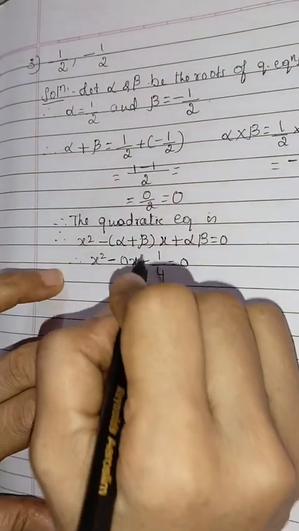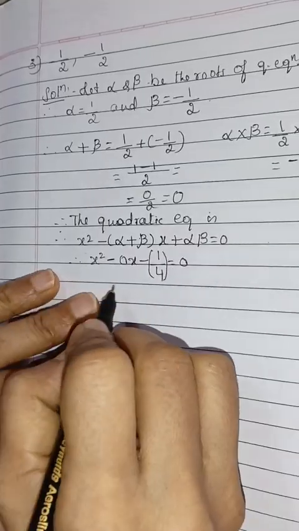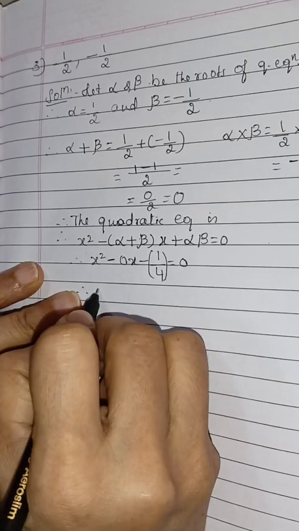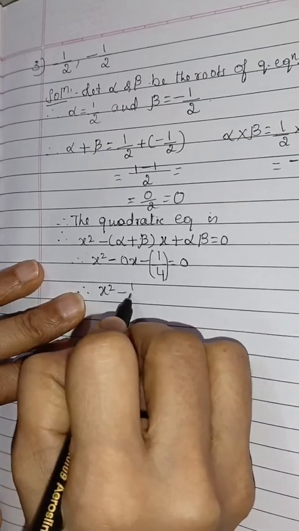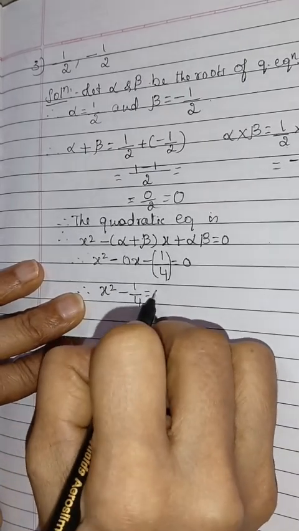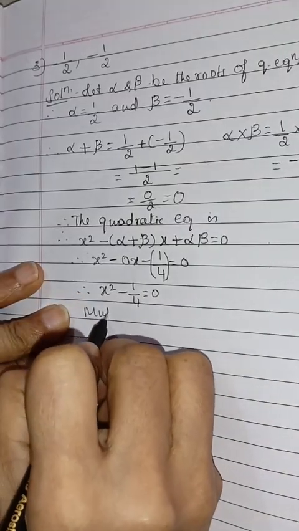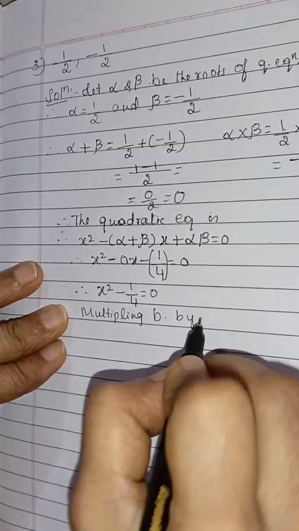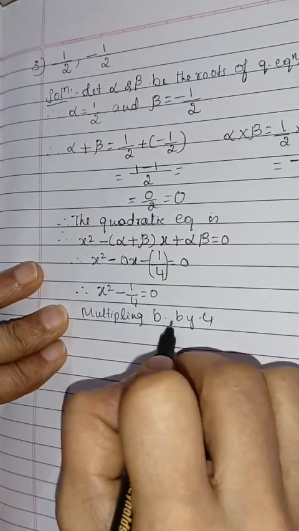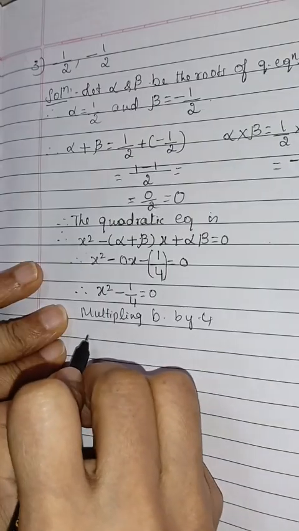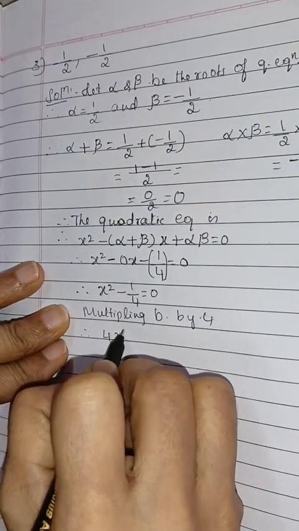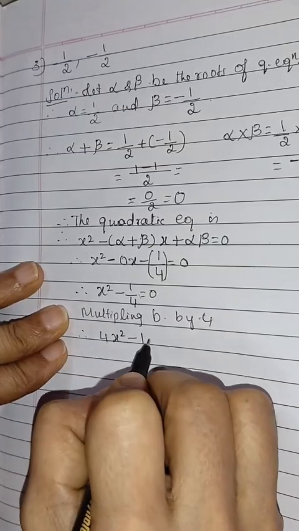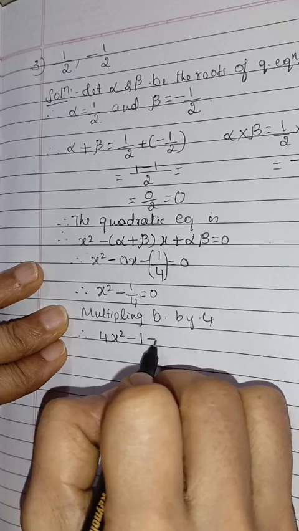So here minus 0x means 0. Therefore x square minus 1 by 4 equal to 0. Now multiplying both the sides by 4, we get 4x square minus 1, since the 4 will cancel, equal to 4 multiplied by 0, which is 0.